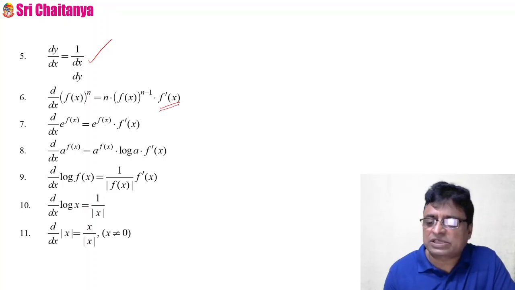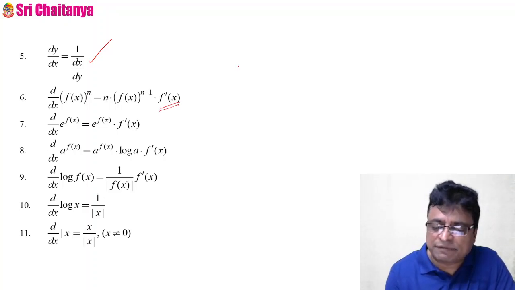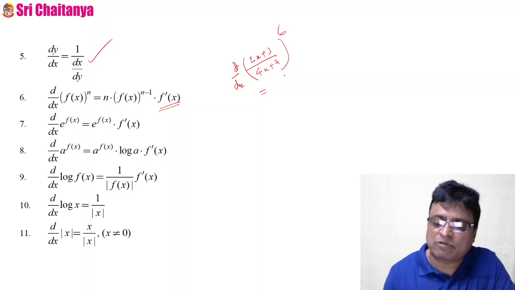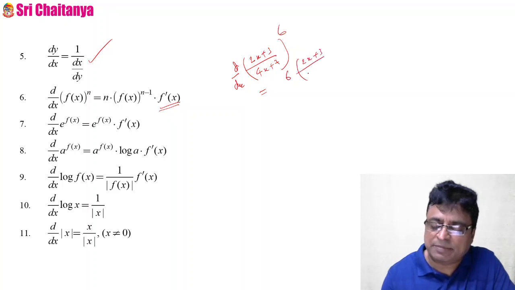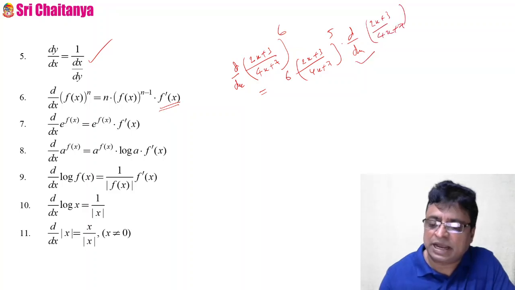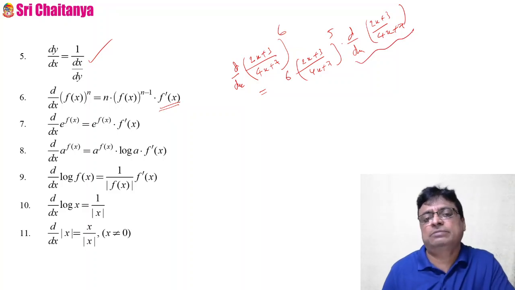So whenever you are asked to find d by dx of 2x plus 3 by 4x plus 7 whole power 6, then immediately, as per the formula, how to write? 6 into 2x plus 3 by 4x plus 7 whole power 5 into d by dx of 2x plus 3 by 4x plus 7. Here again you have to apply the quotient formula.